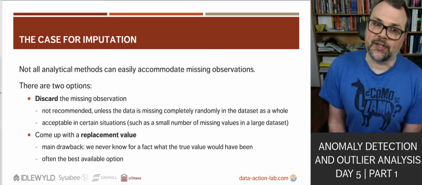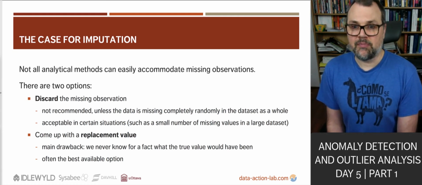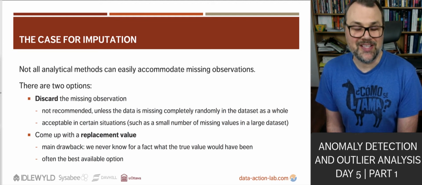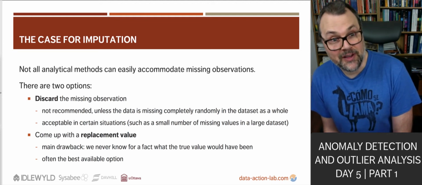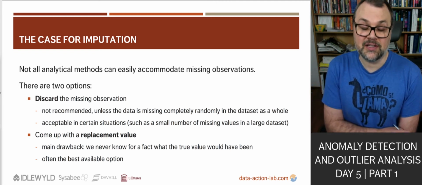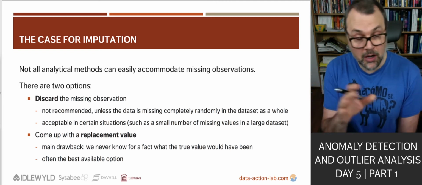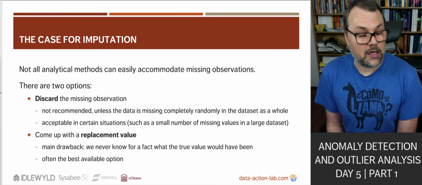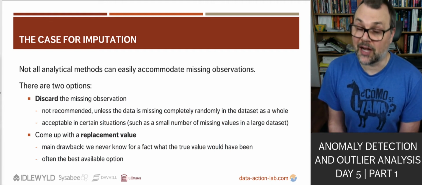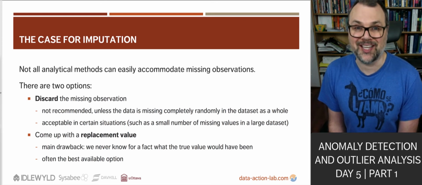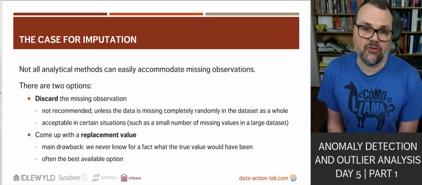What do we do when we're dealing with missing values? Well, there's basically 2 options. And the reason why we can't just say I'm doing nothing when I'm faced with missing observations is that most analytical methods, not all, most of them, cannot accommodate missing observations. Most of them require you to have what we call a rectangular data set, a complete, full data set.